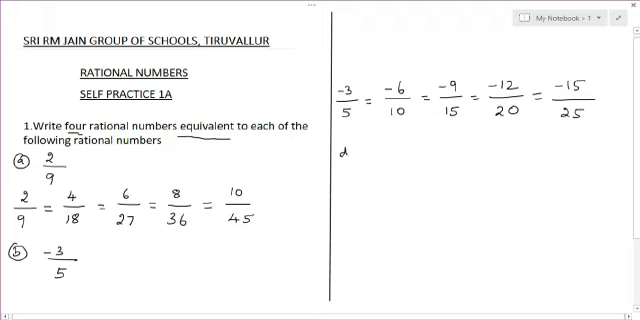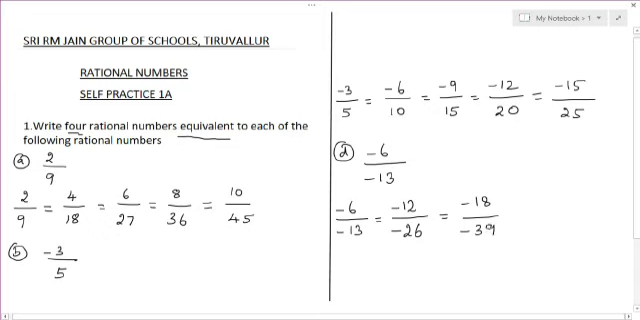Your next D question is minus 6 divided by minus 13. If I multiply it with 2, minus 12 divided by minus 26. If I multiply it with 3, minus 18 divided by minus 39. If I multiply it with 4, minus 24 divided by minus 52. If I multiply it with 5, it is minus 30 divided by minus 65.